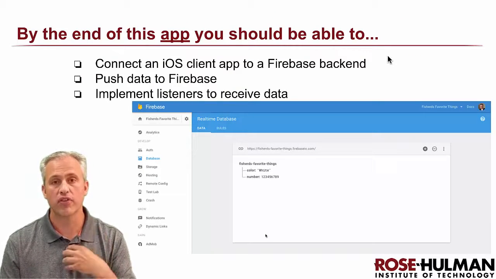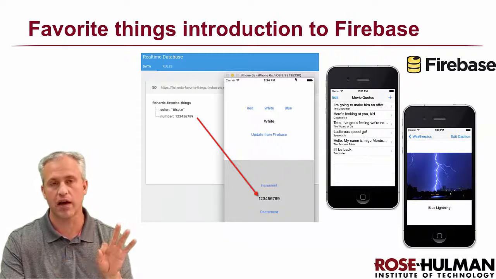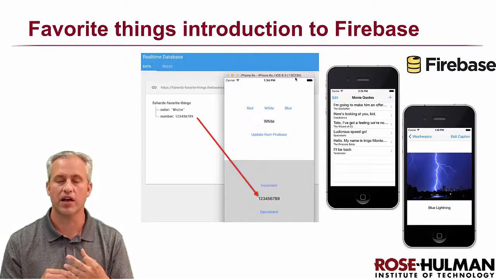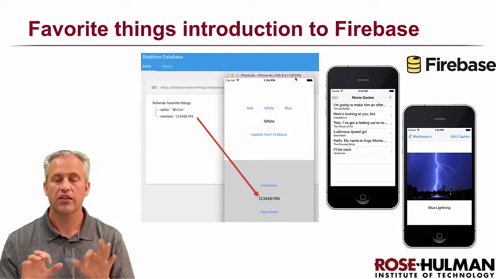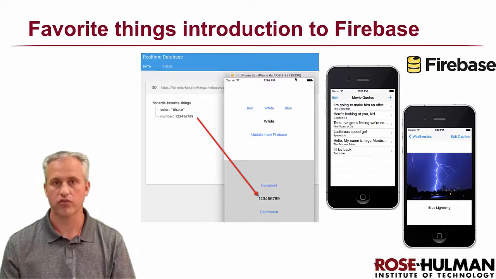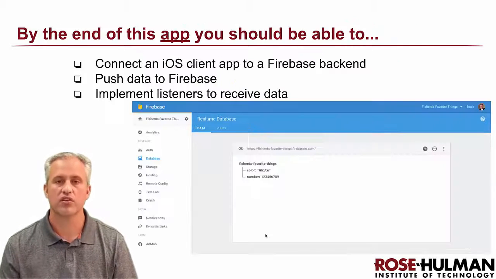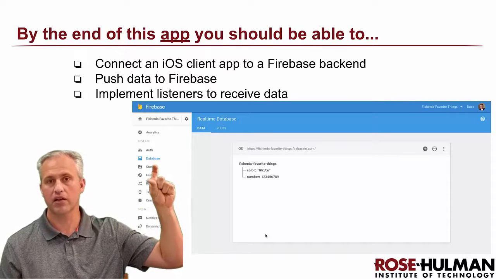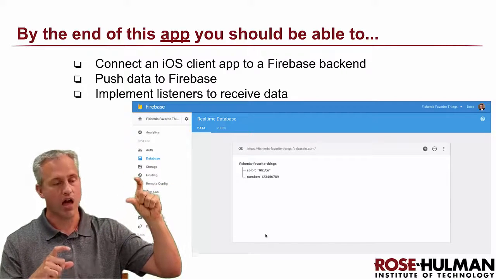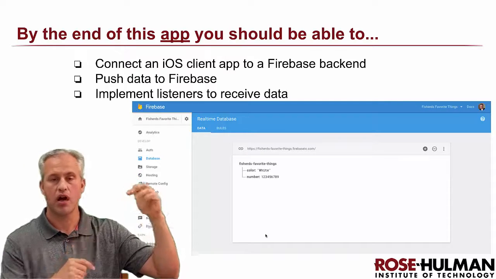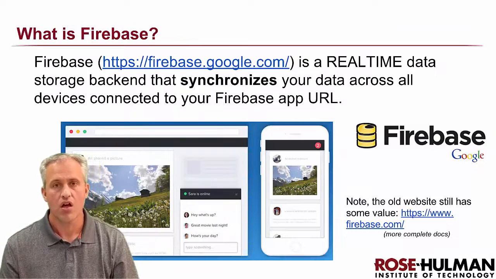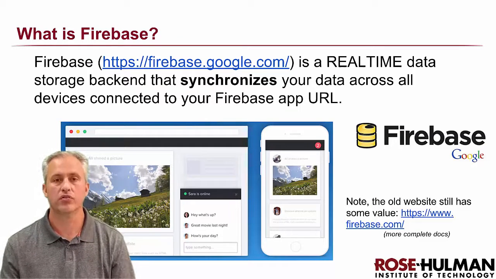This unit is actually going to have three apps in it. There's going to be a favorite things app, which is a simple Firebase app. There's going to be one with movie quotes, and then your lab is going to be weather picks. In this video, I'm just going to talk about the thing we're going to do first, this favorite things app. In it, we're trying to connect our app to a Firebase backend and see how that works. We're going to practice pushing some data up, and also listening for data from the cloud as well.